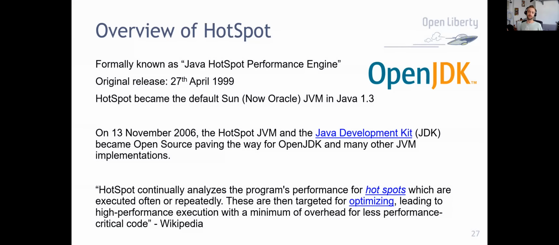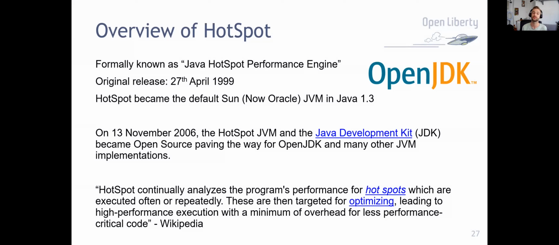So a bit of an overview of HotSpot, a little history lesson for those who don't know. It was formerly known as the Java HotSpot Performance Engine, which was a bit of a mouthful, hence why they changed it to HotSpot. This was released in 1999, and it became the default Sun, which is now Oracle, JVM in Java 1.3.